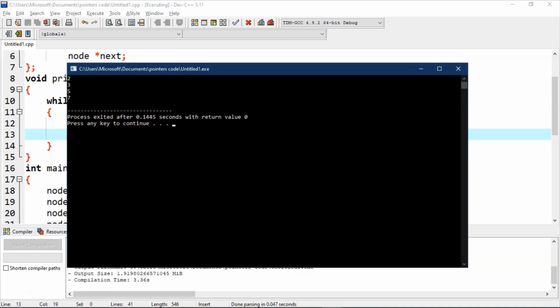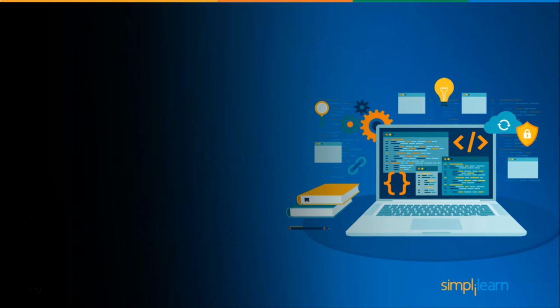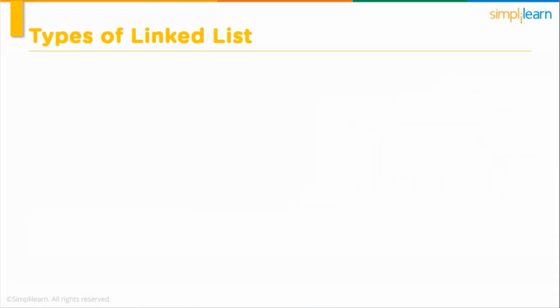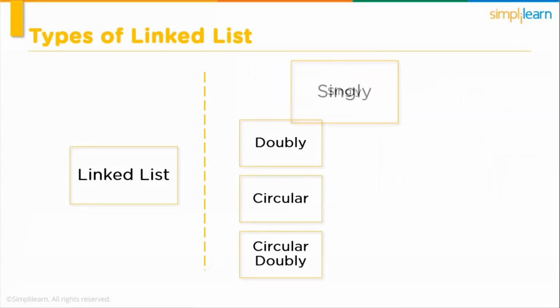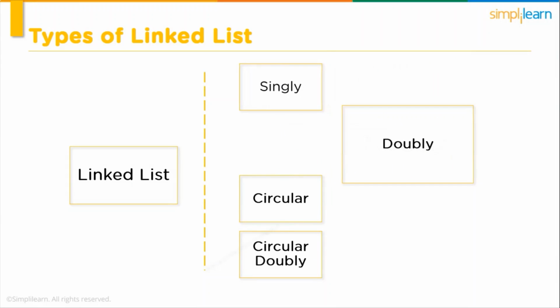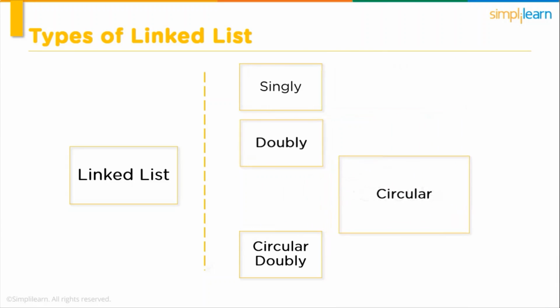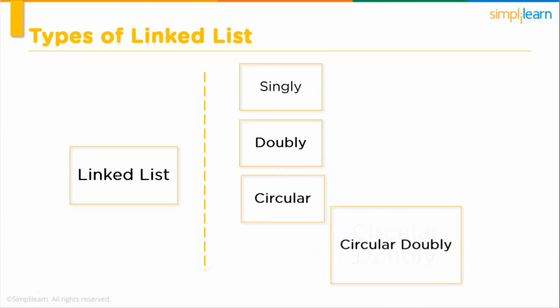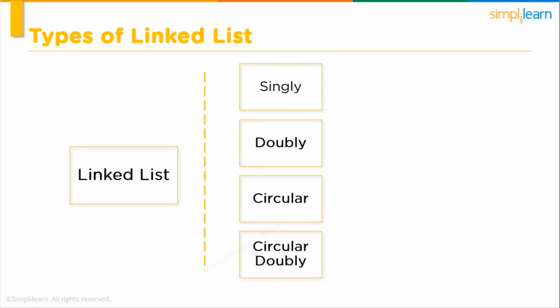As you can see, we have traversed our complete linked list. Now let's get back to our slides. Now let's discuss different types of linked list. The first are singly linked lists. Next is the doubly linked list, the circular linked list, and finally we have the circular doubly linked list. Let's discuss each one of these in detail.